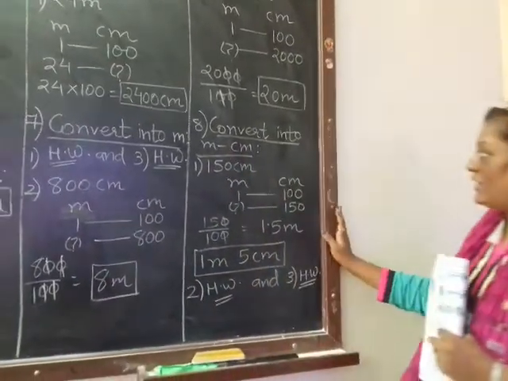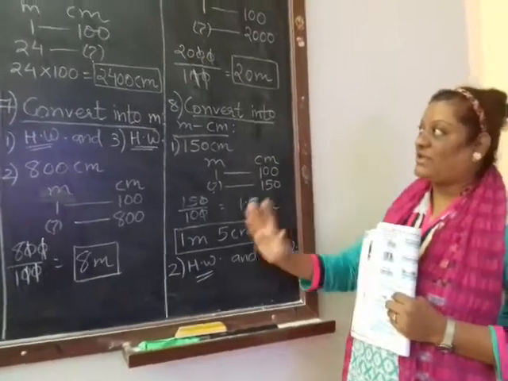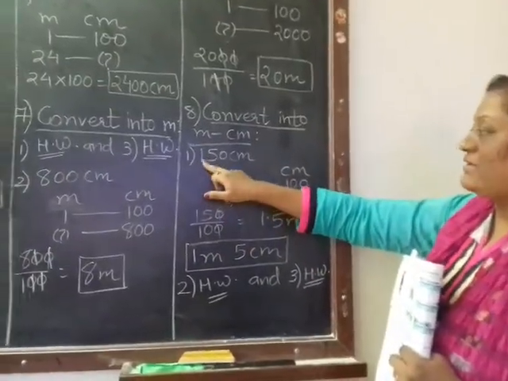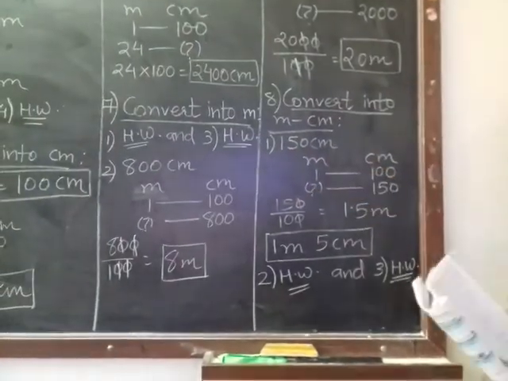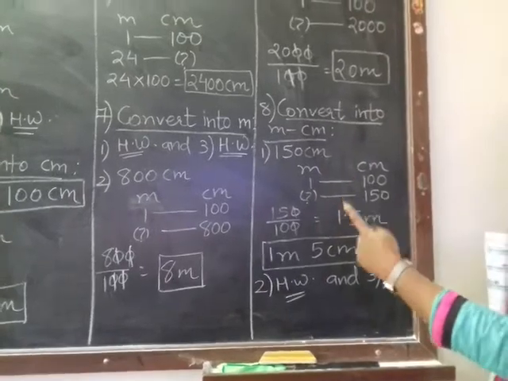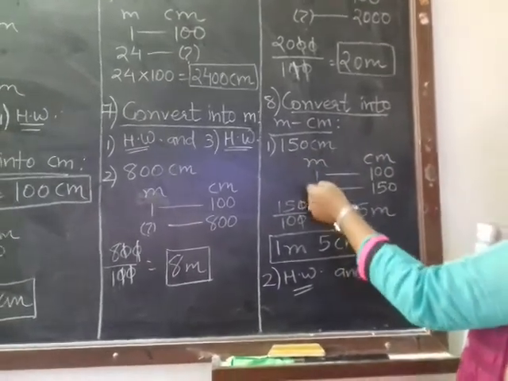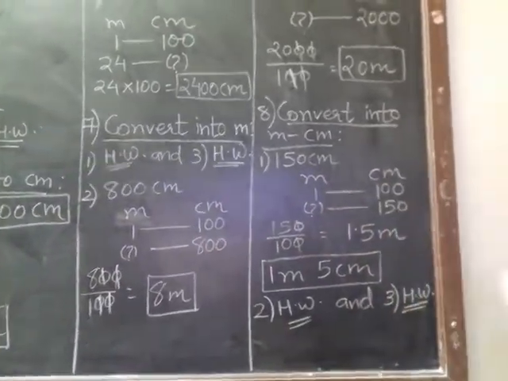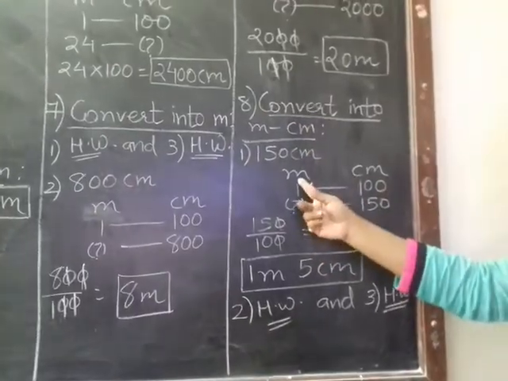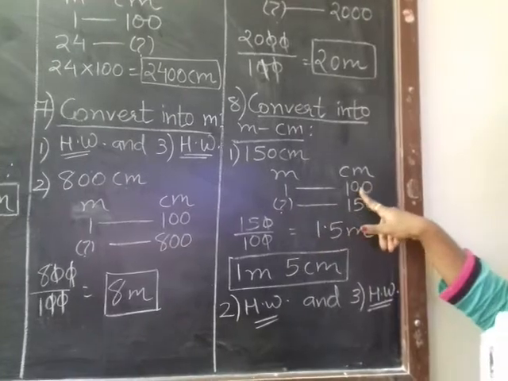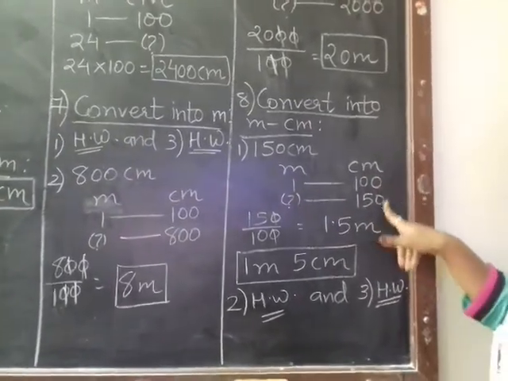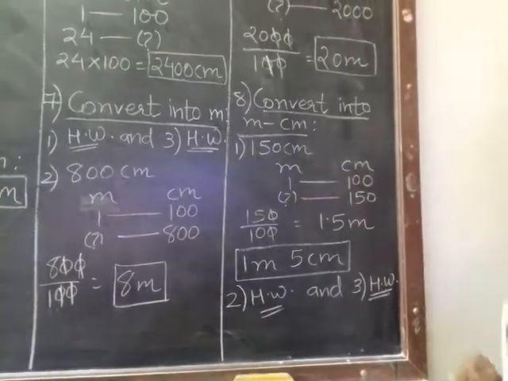Question number 8. Convert into meter and centimeter. Now here they have given convert into meter and centimeter. The question is 150 centimeter. So the centimeter is already given. I cannot convert it into centimeter. So what will I do? Meter and centimeter. I will convert the smaller unit into the bigger, into meter. So 1 meter is 100 centimeter. So what about 150 centimeters? See, I have written it below centimeter only as it is given in centimeters.